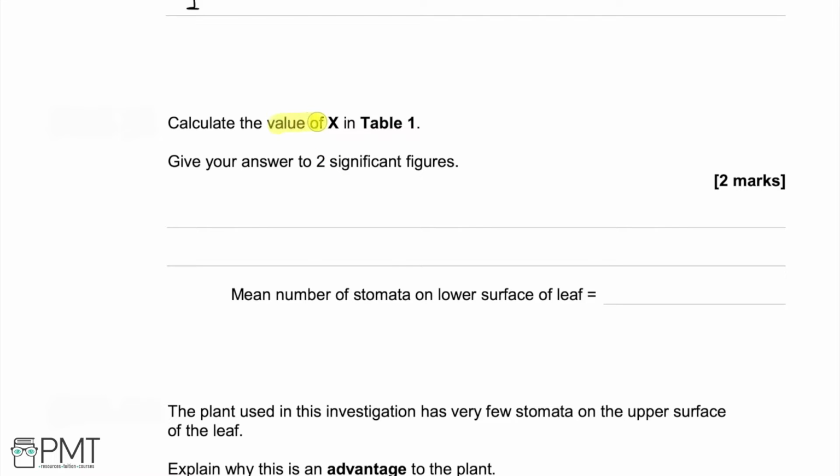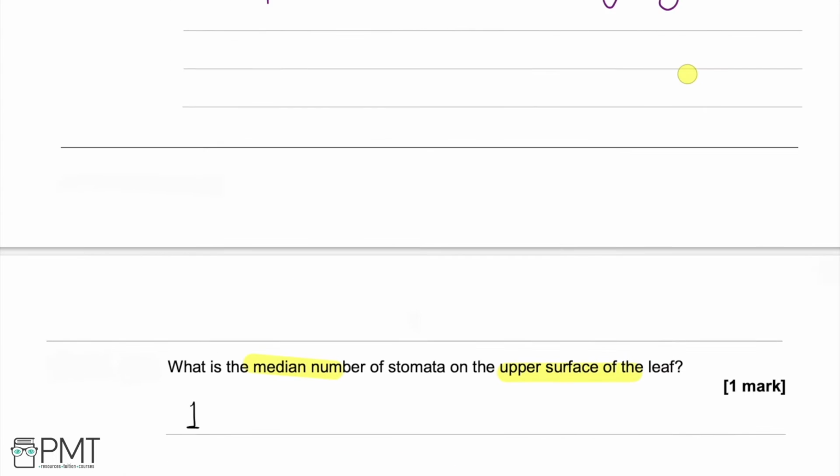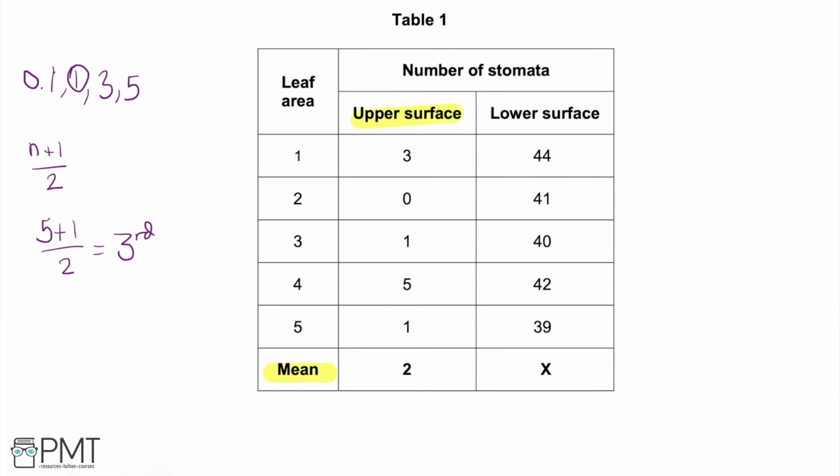Calculate the value of x in table 1. Give your answer to 2 significant figures. Okay, let's have a look back to the table. So x here, as you can see, is the mean value of the lower surface for the number of stomata.